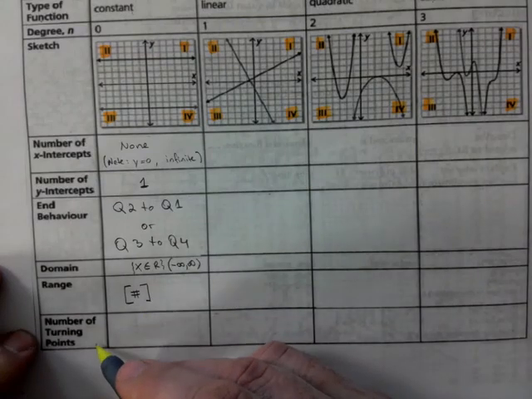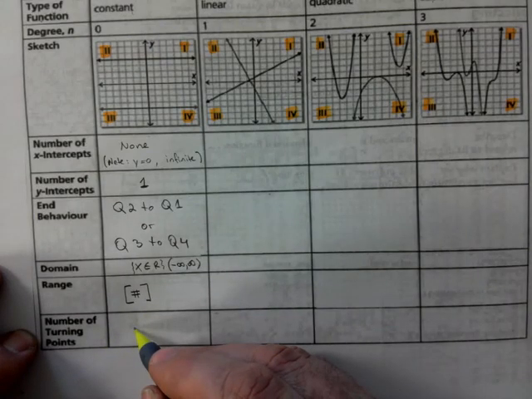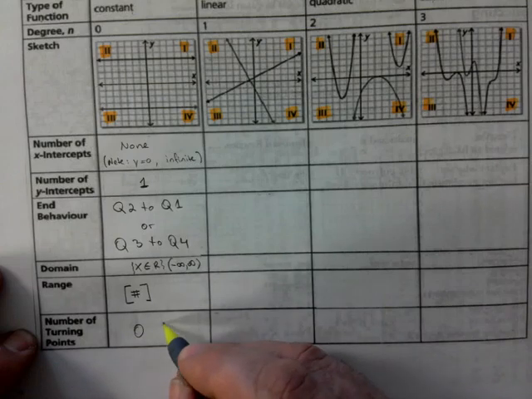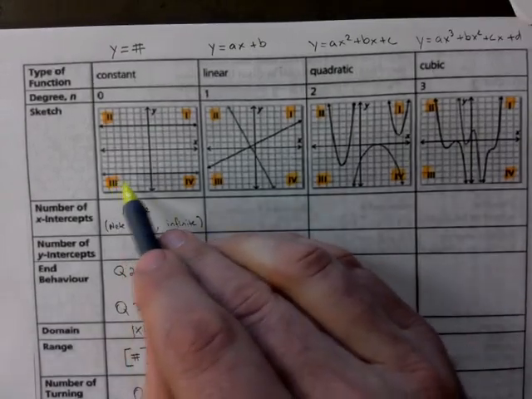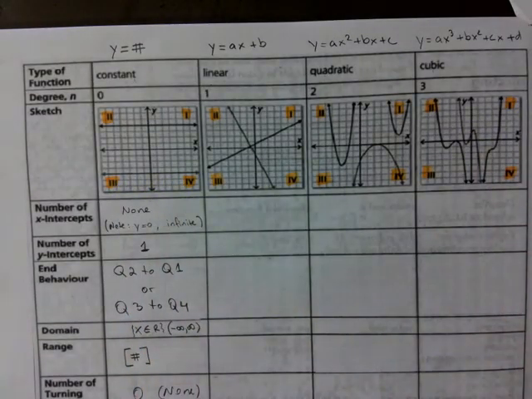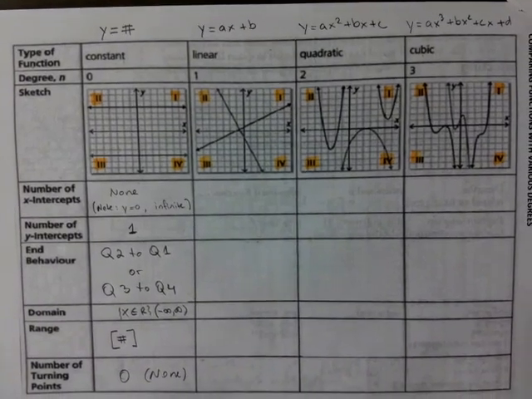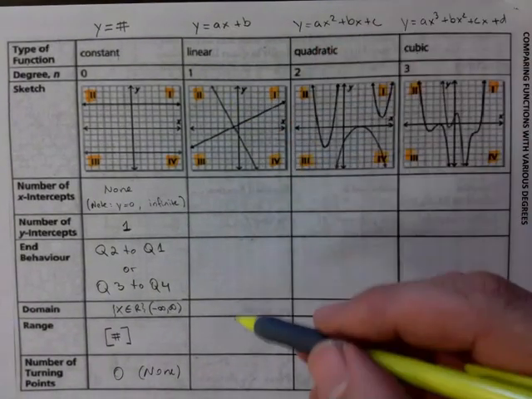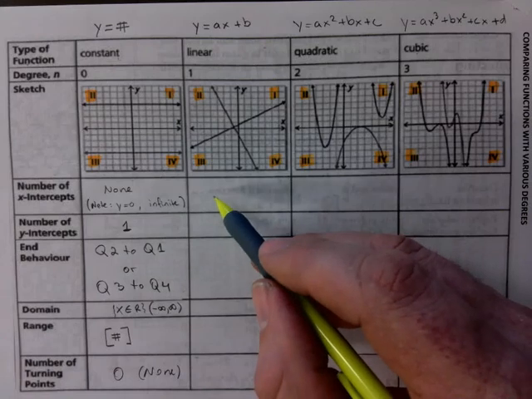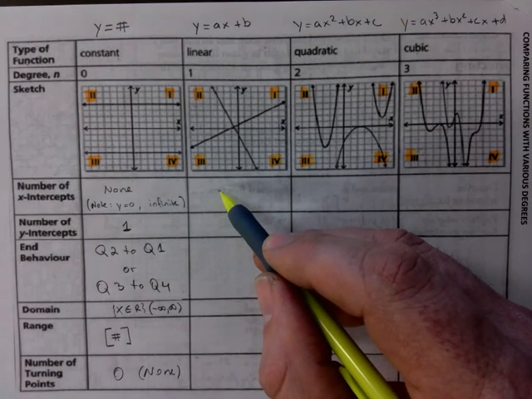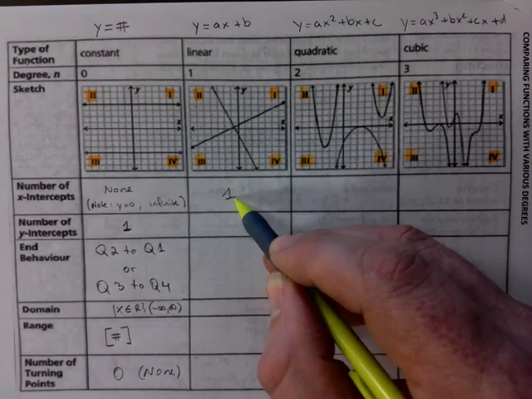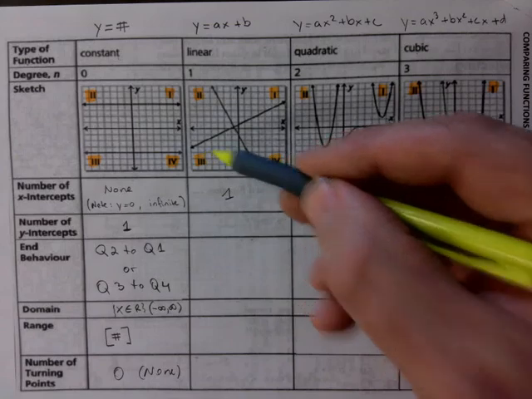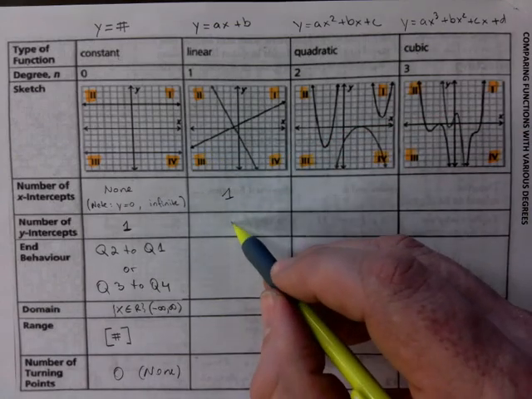And then number of turning points: none, 0. This one never turns. It just stays on its course. Okay, so that's the constant. Very rare, but you need to know about it. Linear, number of x-intercepts: it could have 1. It will cross at one point. Number of y-intercepts, 1.